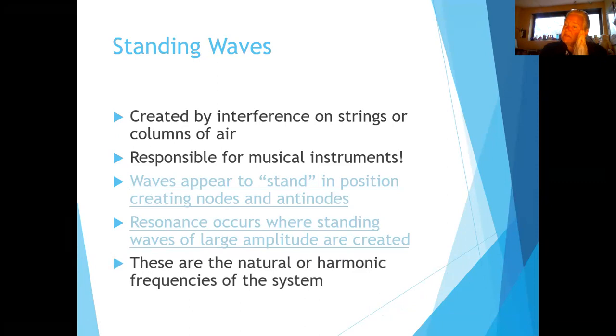Now, the lowest frequency standing waveform that you can get is called the natural frequency, or the first harmonic. And then as you start adding more standing waveforms by changing the parameters of the system, you get what are called the second, third, fourth harmonics, or sometimes called overtones, depending on what book you're in. The natural frequency would be the first harmonic, and then the next one would be the second harmonic, or the first overtone, because it's over the natural frequency.